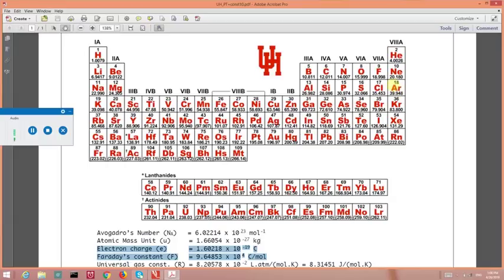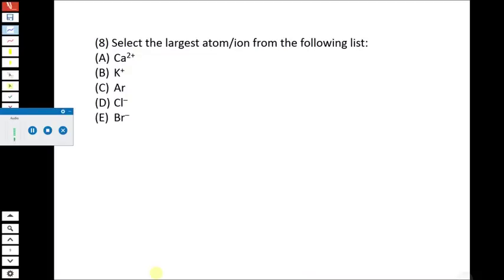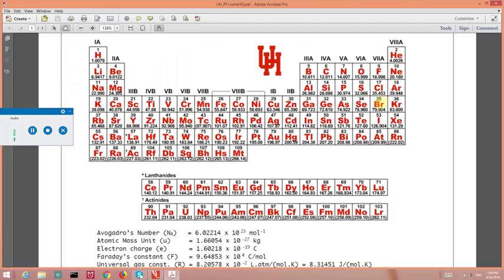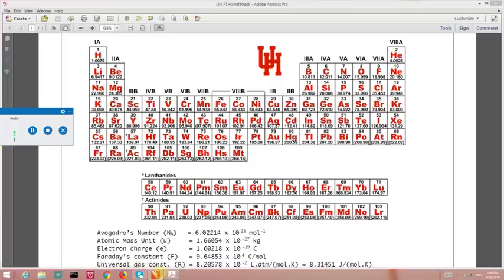K plus, we remove 1 electron, has 18 electrons, same as argon. Argon has that number of electrons, and then Cl minus also has 18 electrons. We add 1 to Cl to get to Cl minus, which also has 18. So all 4 of these first choices have the same electron configuration, which is that of argon, 18 electrons. Then choice E, Br minus, is in the same column as chlorine, but 1 row down, and that's going to have the same configuration as krypton. It'll have 36 electrons.